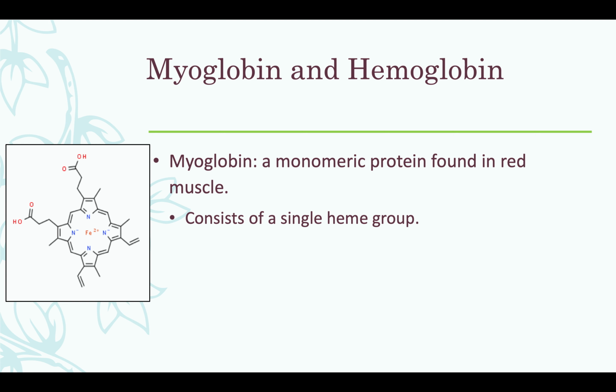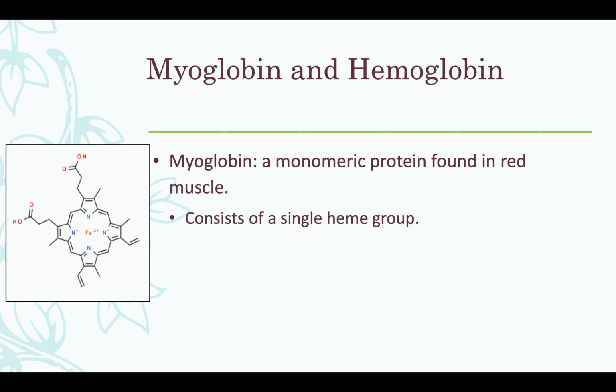Some trivia here: myoglobin is actually the first protein for which the complete tertiary structure was determined using XRD. This was done by John Kendrew and Max Perutz, for which they won the 1962 Nobel Prize in Chemistry.